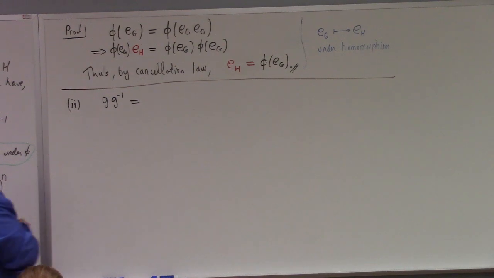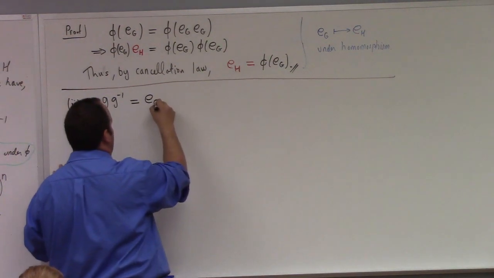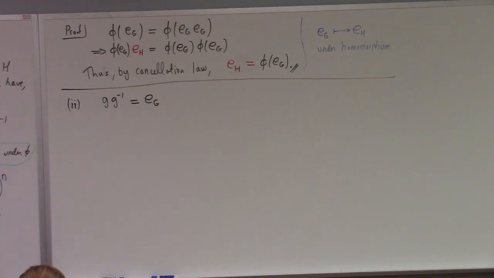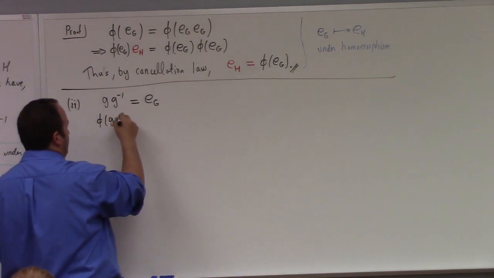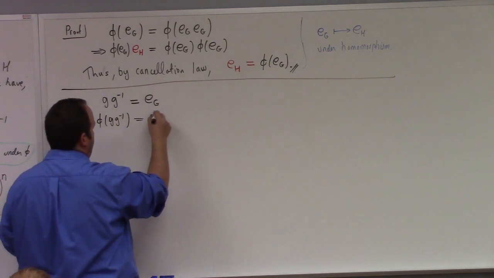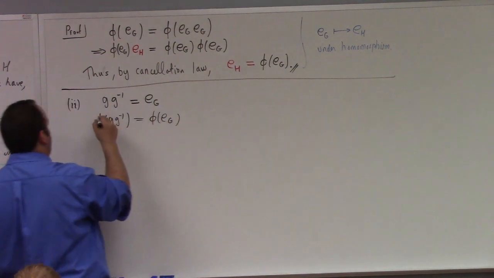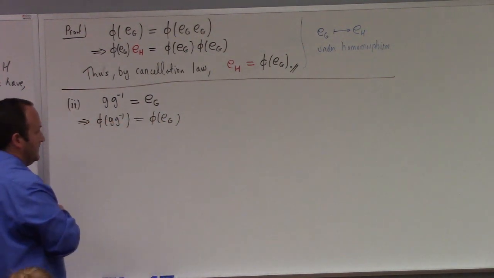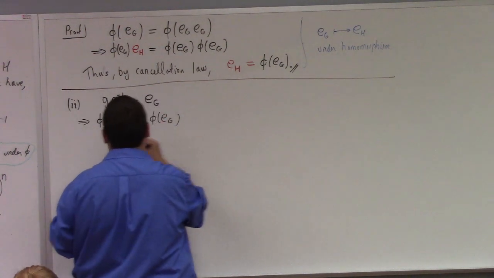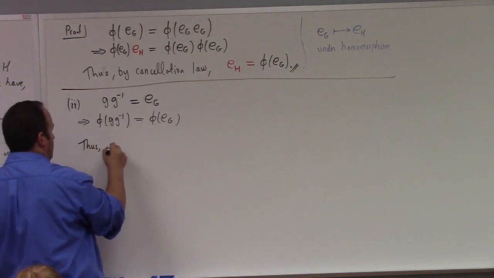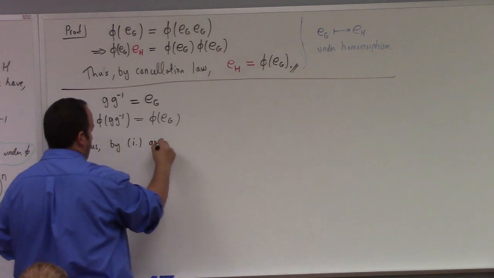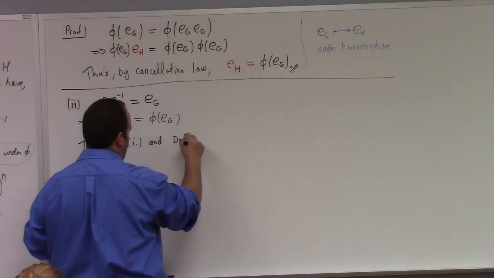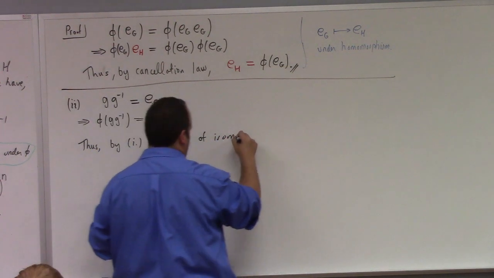I guess EG is at the moment, but E1 would have been a reasonable thing if I had numbered EG1 and G2. Anyway, EG, right? So then, what is phi? Phi of G times G inverse is equal to phi of EG. So that implies this, right? And then, thus, by 1 and the definition of isomorphism, right?